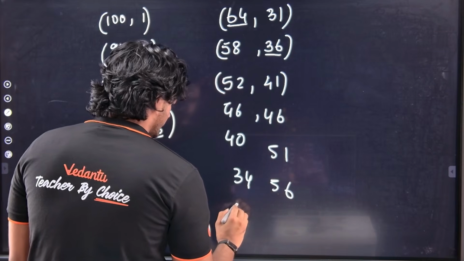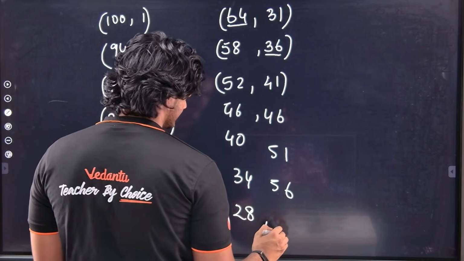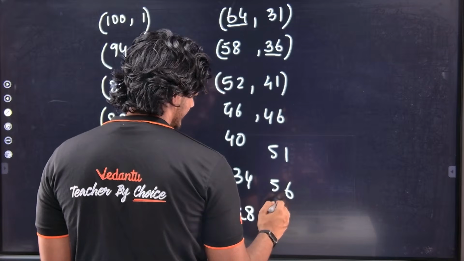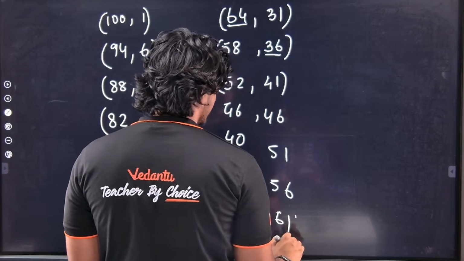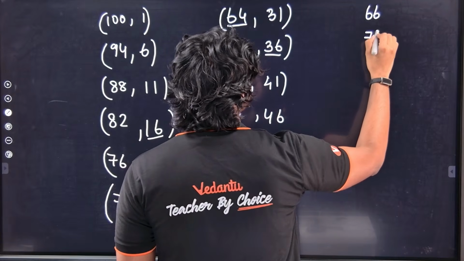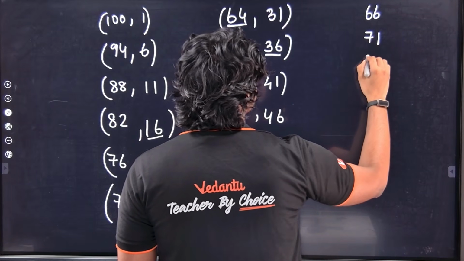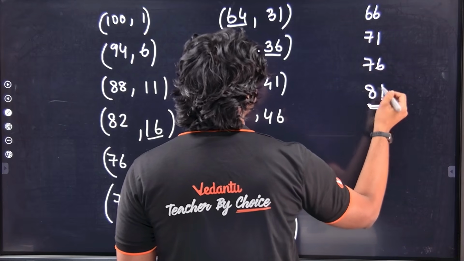I can get another one. I can get 28. So, and what, 61. So I'll have 66, 71, 76, 81. So I hope to get something here.